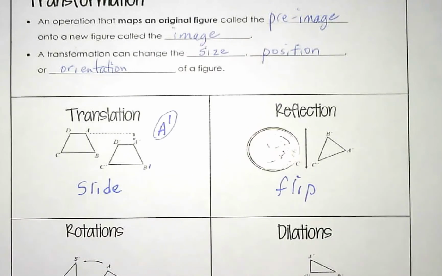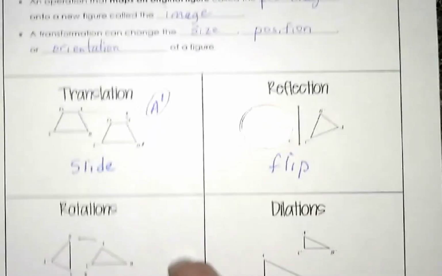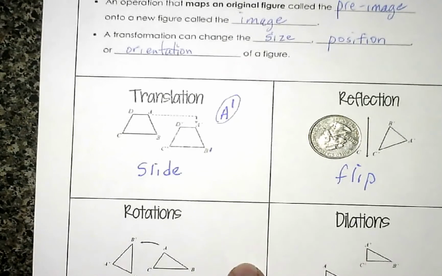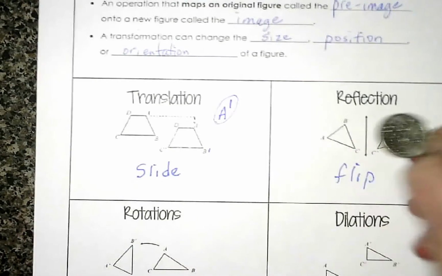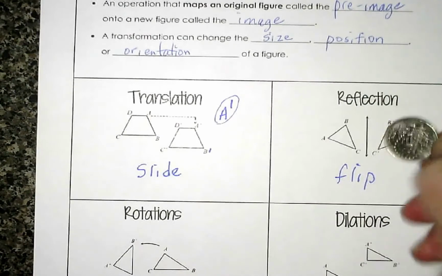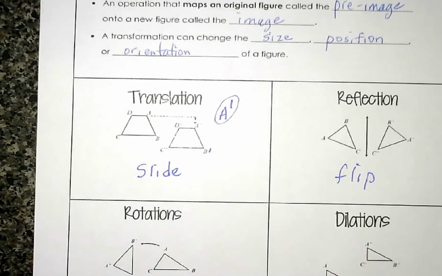So a reflection is going to start like this. So it's going to start like this, and we're going to flip over that line to over here. Okay, so we're going to flip over that line of reflection. That line can be vertical like this, it can be horizontal, it can even go at diagonals, and we'll talk more about it as we get into it.